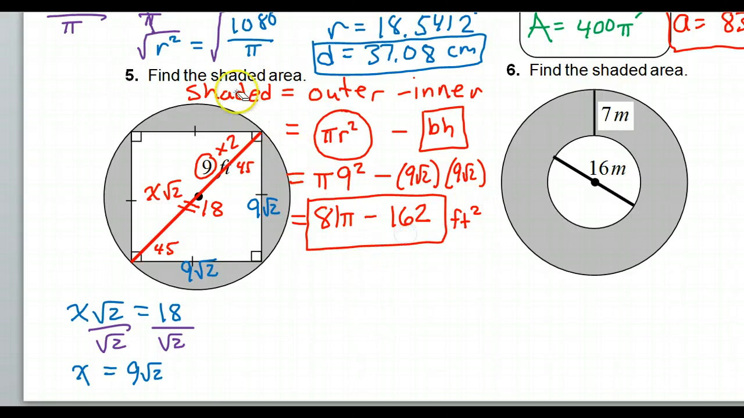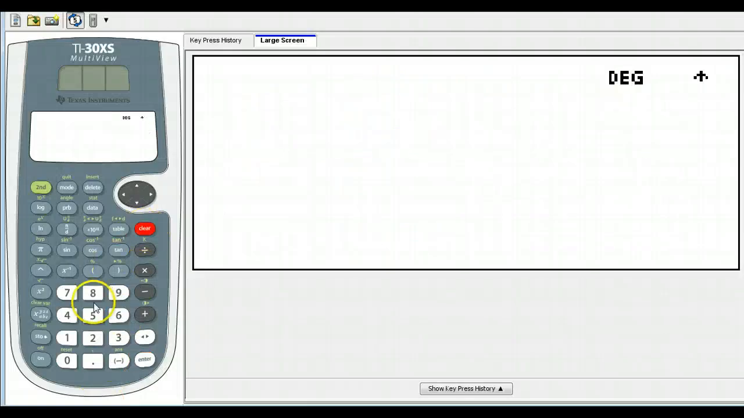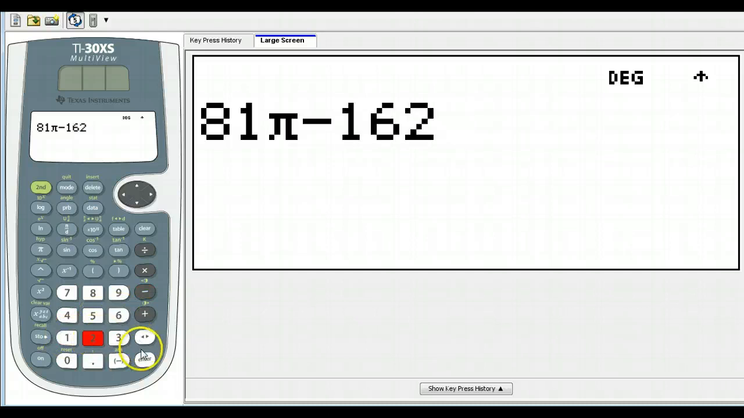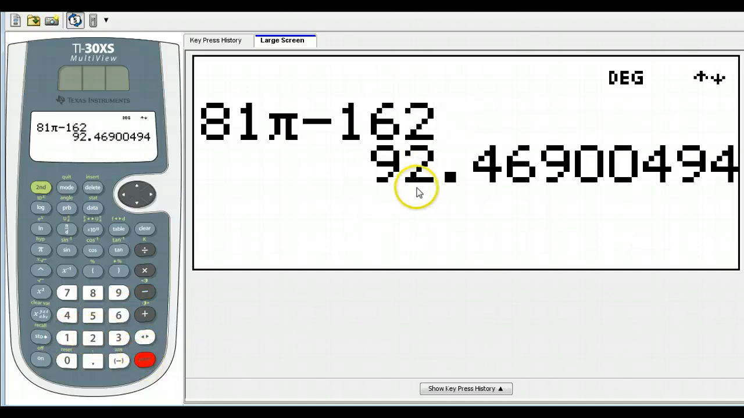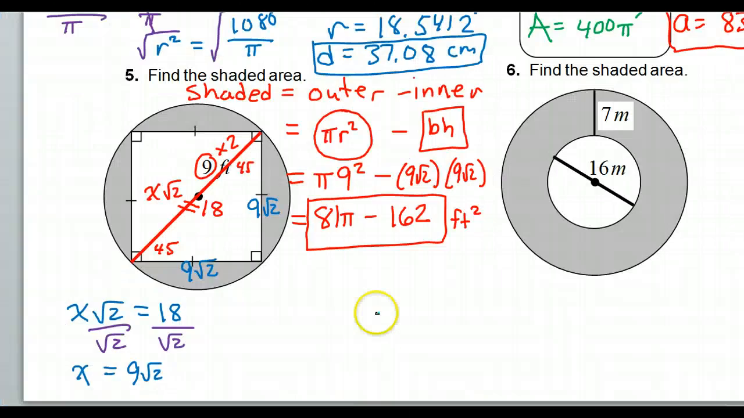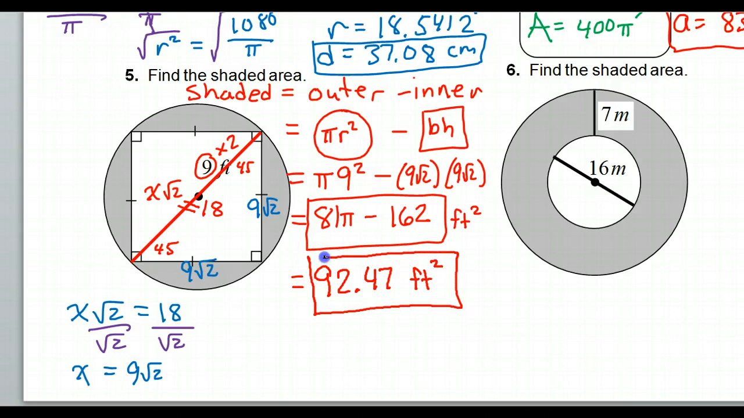But often you really want a decimal. So let's follow through and get a decimal. So 81 pi minus 162, and we get 92.47 square feet. Okay. So we have the exact answer and our decimal approximation.